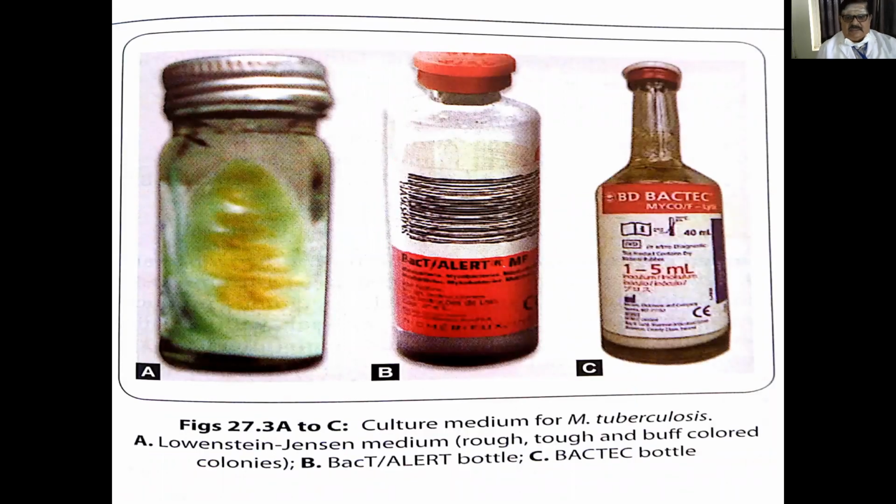So this is how the culture tubes, or Lowenstein-Jensen medium with culture, look like. Figure A represents a Lowenstein-Jensen medium in a McCartney bottle. The growth is rough, tough, and buff colored.